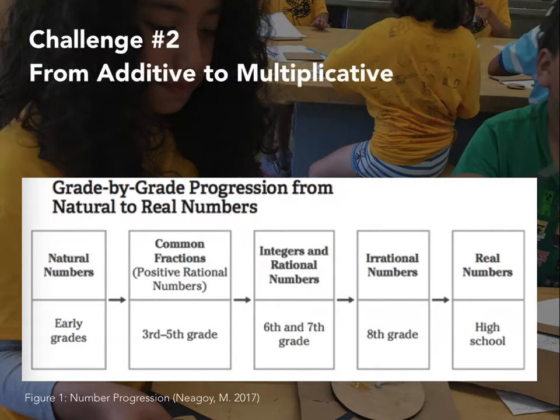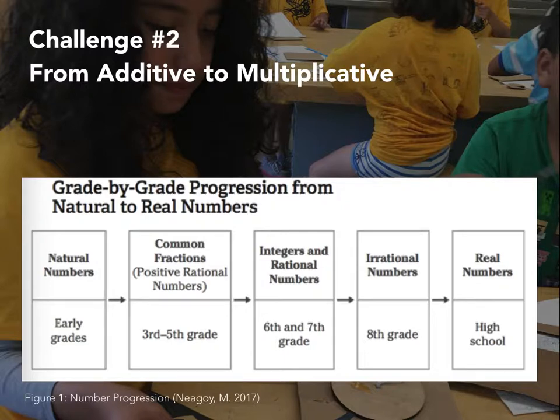The second challenge is students moving from an additive world to a multiplicative world. Students deal with questions of how much more, how much less, how much longer, etc., all dealing with adding to or subtracting from an existing amount. As students shift from whole numbers to rational numbers, they move from things that they can count, discrete quantities, to things that they can measure, such as length, area, or time.